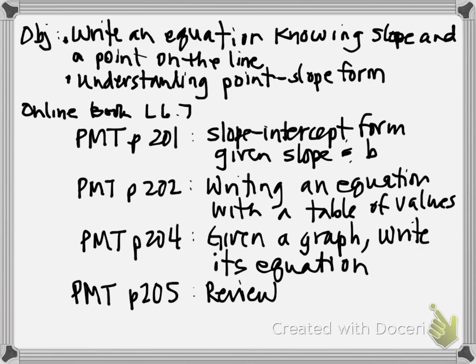This is out of lesson 6.7. And there are 4 personal math trainers throughout that lesson. So I kind of gave you a description of what each of those personal math trainers would give you. The personal math trainer on page 201 is going to give you how to write your equation in slope-intercept form given a slope and the y-intercept. Now you've already done that on prior homework, but if you needed to practice that, that would be a good spot.